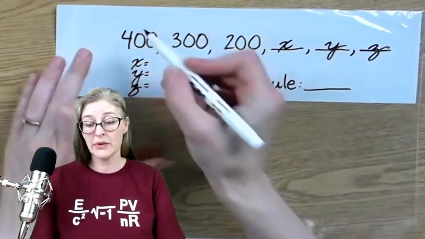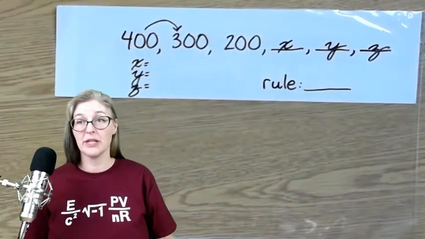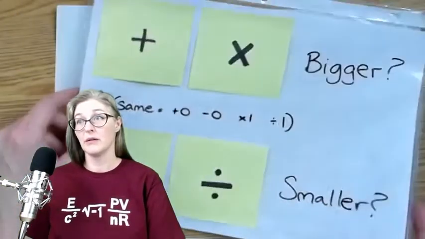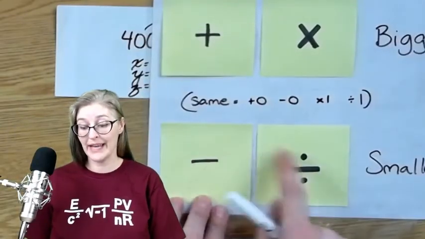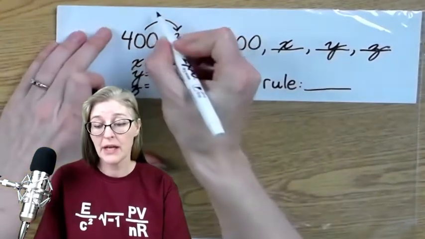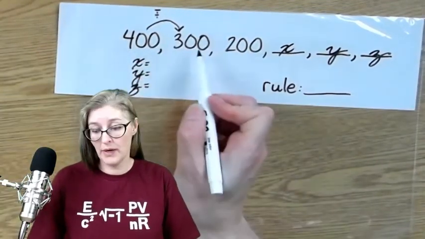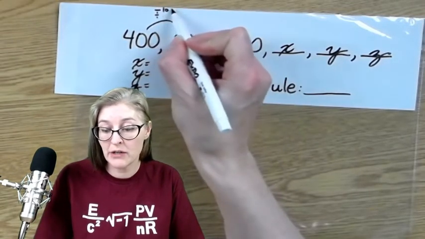And we want to find the rule. So again, I'm just going to say, how do I get from here to there? So first off, 400 to 300. Is it bigger or smaller? Oh, it gets smaller. That means my only options are subtracting or dividing. So I'm going to try each one. 400 to 300, oh, that's subtract 100.